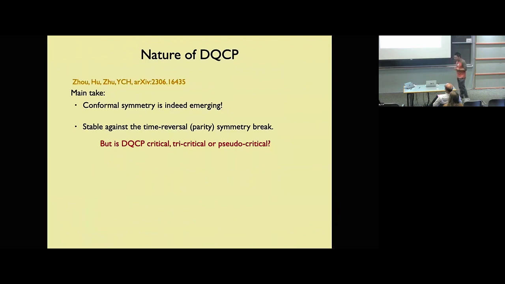But now we want to try to address the question of what is the nature of the DQCP, right? So here, at least to me, a very, very convincing claim coming from our results is, first of all, that the conformal symmetry is indeed emergent, right? And secondly, that the DQCP is stable against this time-reversal breaking. So for those two statements, nothing would be wrong there. But we still haven't answered whether the DQCP is critical, tricritical, or pseudo-critical. So let me maybe spend 5 minutes or so to have some discussion on this.